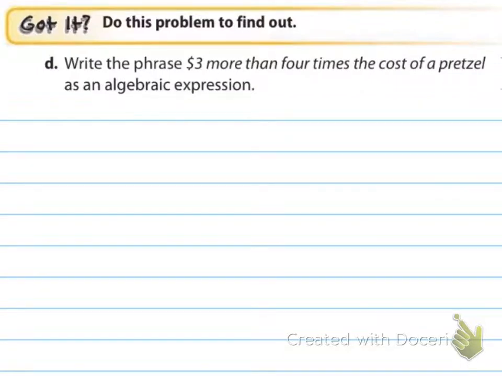All right, for D, it says write the phrase $3 more than 4 times the cost of a pretzel as an algebraic expression. So go ahead and work on that on your own, and when you come back, we'll go over it.